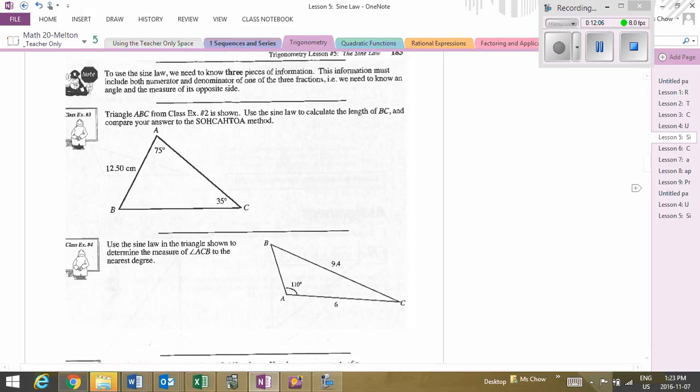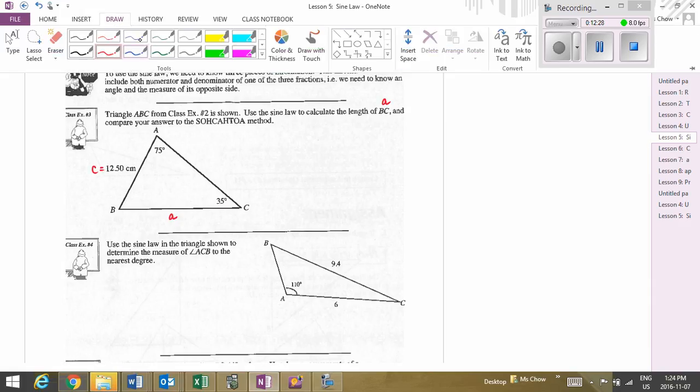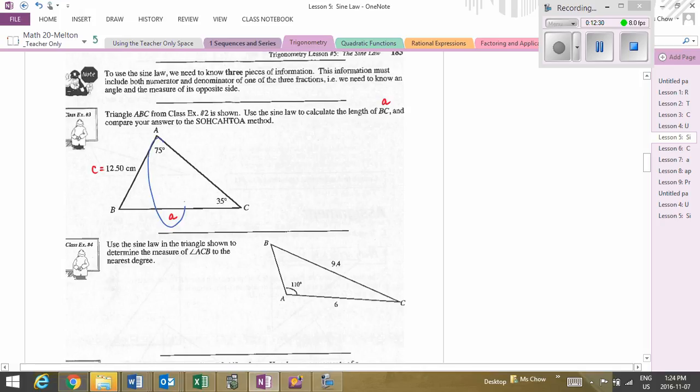So if we go back to that same triangle that we had previously, what do we know? We have angle A, we're looking for length a, which is length BC, and we have angle C, and we have length c. So what we're looking for in essence is these opposites. So A and a, and C and c.